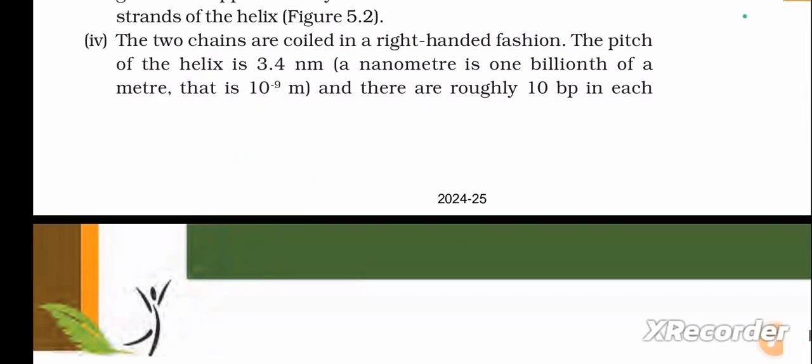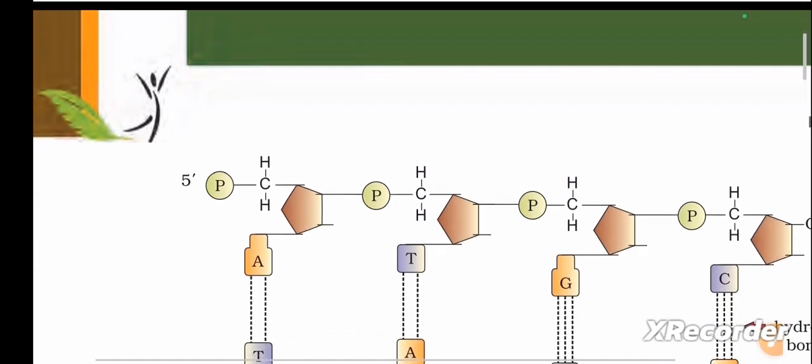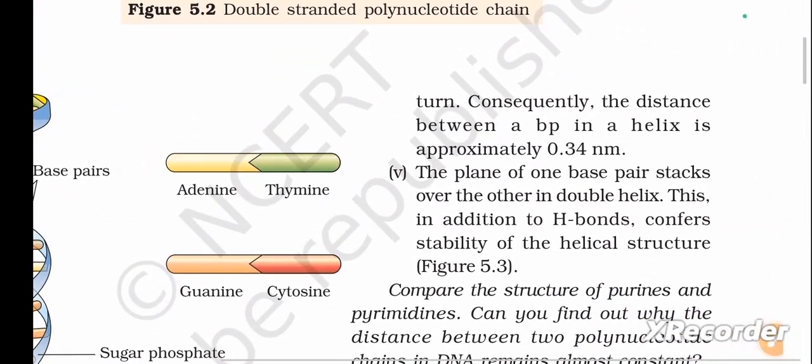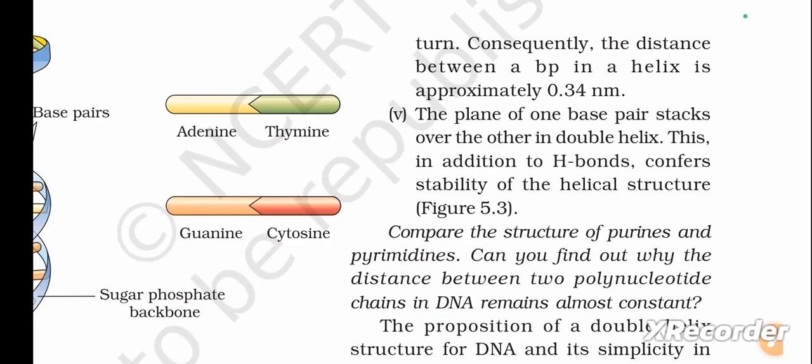Next, fourth point. The two chains are coiled in a right-handed fashion. The pitch of the helix is 3.4 nanometers. A nanometer is 1 billionth of a meter, that is 10 to the power of minus 9 meters. And there are roughly 10 base pairs in each turn. Consequently, the distance between a base pair in a helix is approximately 0.34 nanometers. Next point. Fifth, the plane of one base pair stacks over the other in double helix. This, in addition to hydrogen bonds, confers stability to the helical structure.